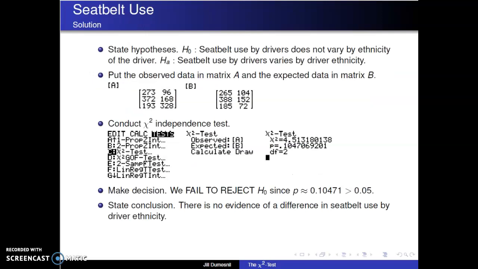Now we are ready to conduct our test. We state our hypotheses, although you could probably see why this is often omitted in practice. We input our observed data and expected data in matrix A and matrix B respectively, and then conduct the test. The output shows a p-value of about 0.1047, which is greater than 0.05. Thus, there is no evidence of a difference in seatbelt use by driver ethnicity.